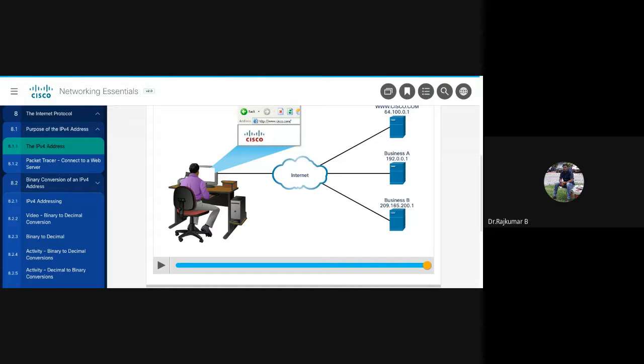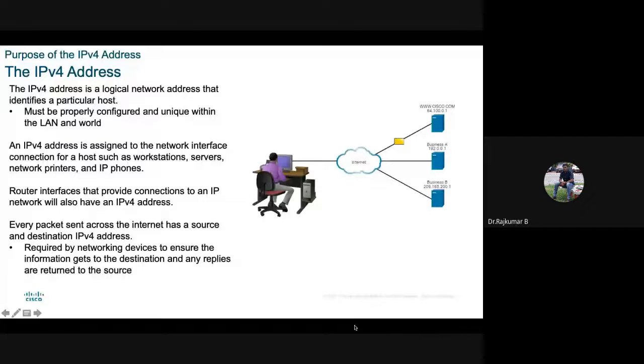So now I'll share this. This is what we observed in this diagram. Here we played that every packet sent across the internet has a source and destination IP address, and this information is required by the networking devices to ensure the information gets to the destination and any replies are returned to the source, which we observed in this play.